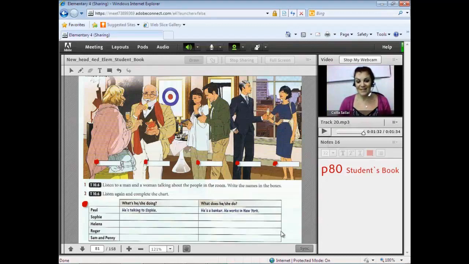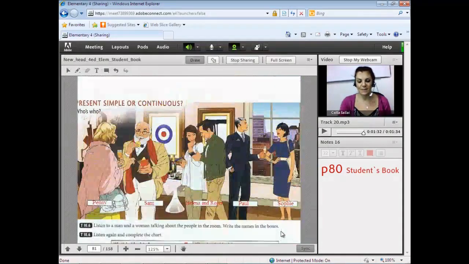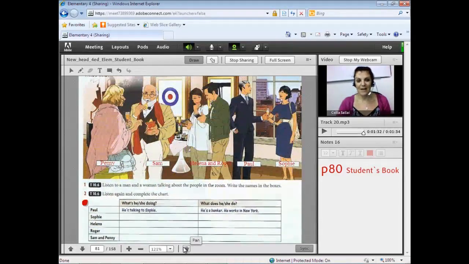That's right. So now we are going to check your answers. Now please look at the screen and check if you have the right names in these white boxes in the picture. So we have from left to right, Penny, Sam, Helena and Roger, Paul and Sophie. Well done. And now we are going to listen again.